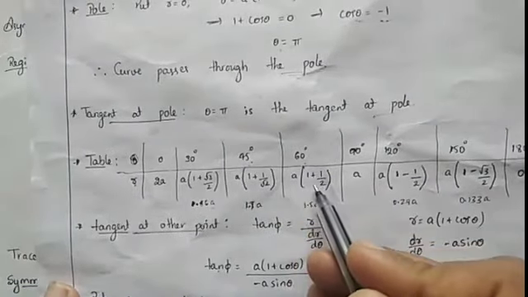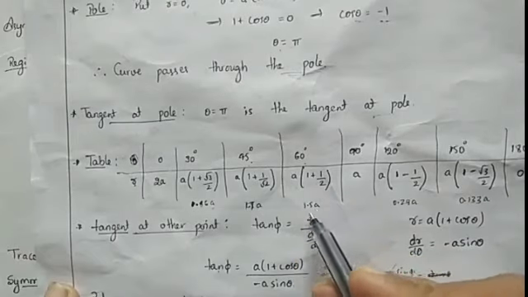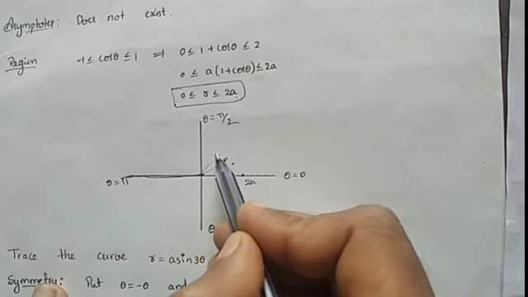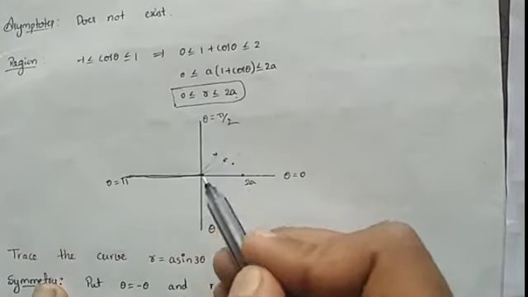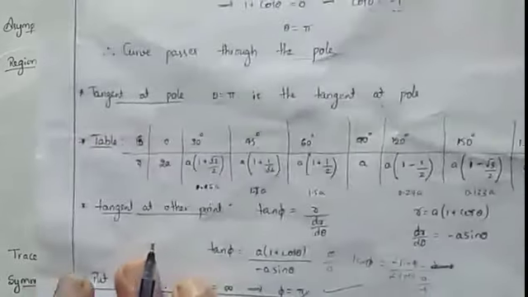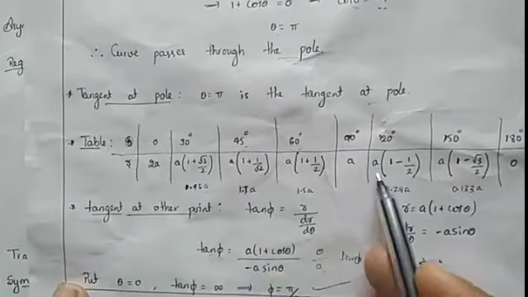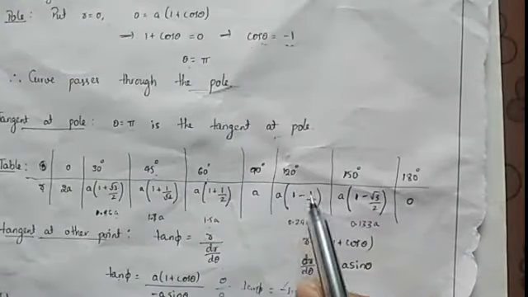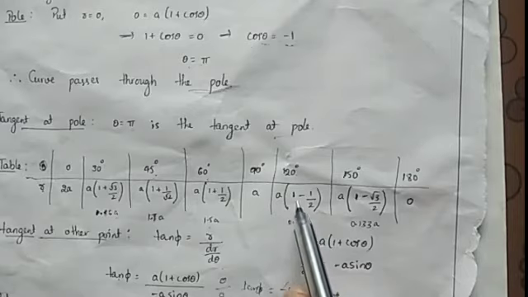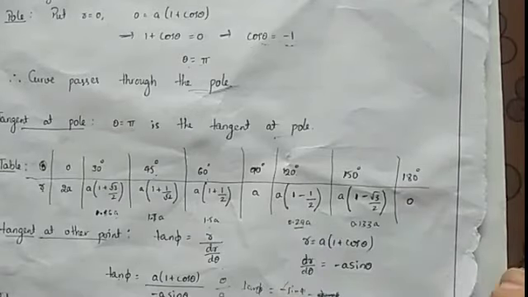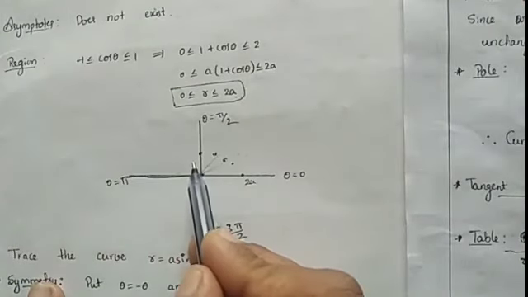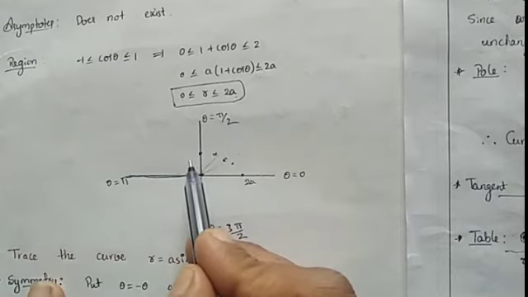For the theta value 60 degree, we get a into 1 plus 1 by 2, that value is 1.5a. In the 60 degree the value is 1.5a. The next one is for the theta value 90 degree, we get the r value is a. This point is a. Okay. The next, for the theta value 120 degree, we get the value of r is a into 1 minus 1 by 2. It is nothing but 0.29a. In the 120 degree, we get the value of r is 0.29a.